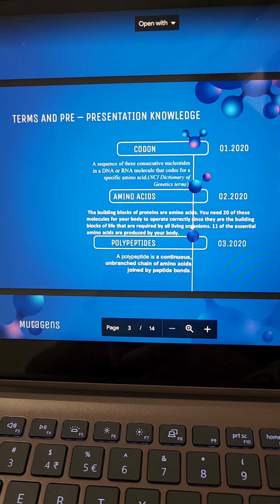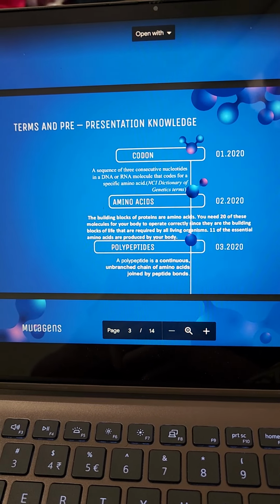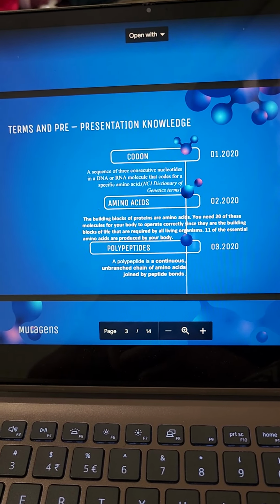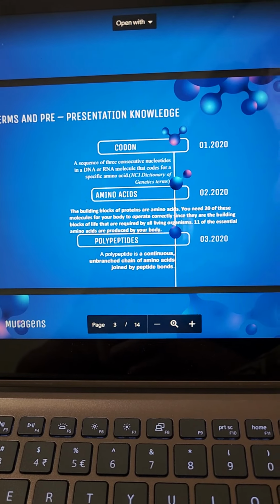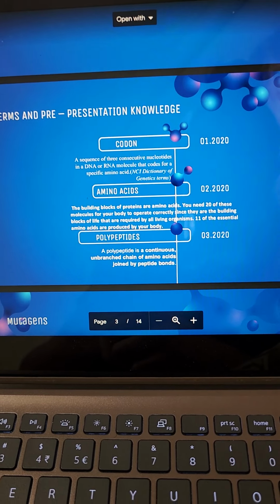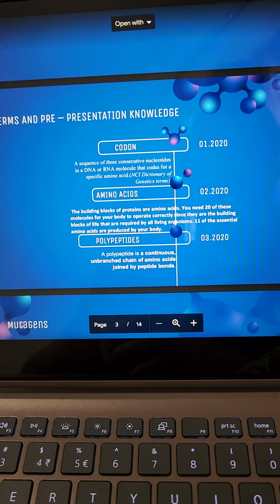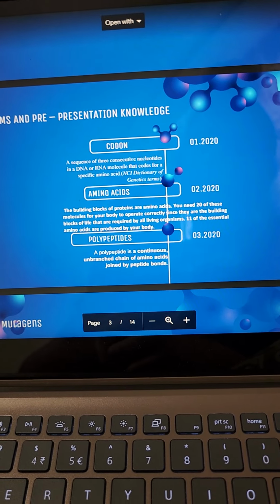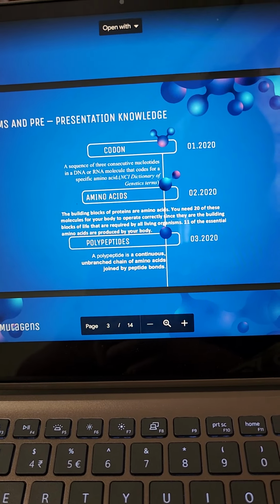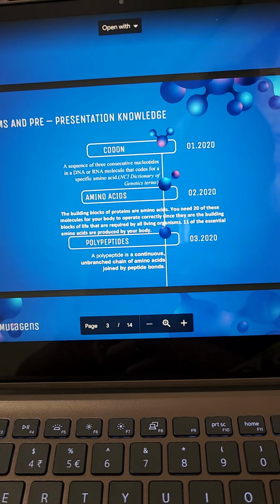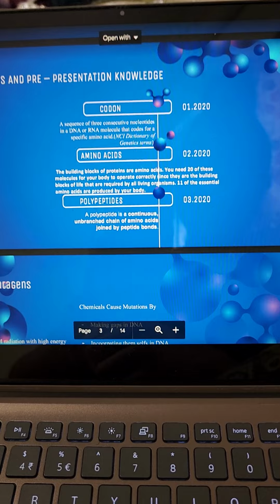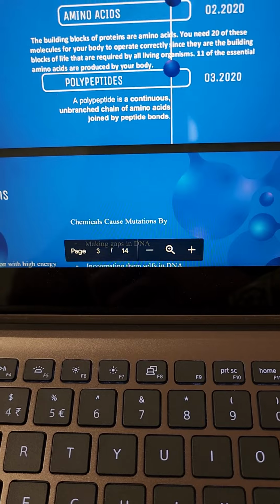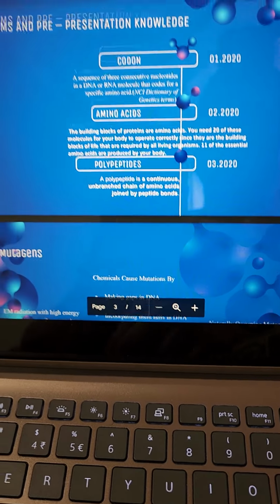Codon: a sequence of 3 consecutive nucleotides in a DNA or RNA molecule that codes for a specific amino acid. Amino acids: the building blocks of proteins are amino acids. You need 20 of these molecules for your body to operate correctly, since they are the building blocks of life that are required by all living organisms. 11 of the essential amino acids are produced inside of your body. A polypeptide is a continuous unbranched chain of amino acids, joined by peptide bonds.